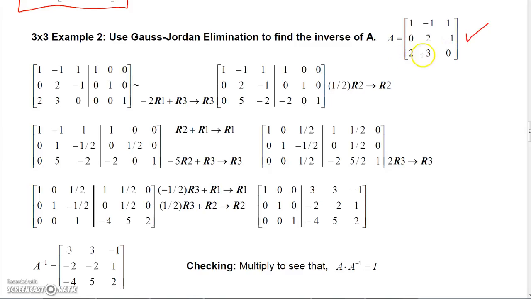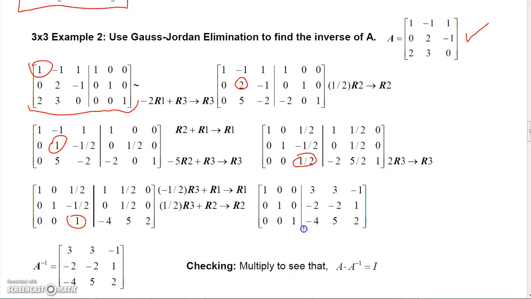Again, it's a 3 by 3 matrix, so when I augment it with the 3 by 3 identity matrix, I get something that looks like this. And then I start my steps where I want to get a 1 here, and then I eliminate the 2, and then after I do that, I want this to be a 1, so I make it a 1, and then I use that 1 to eliminate the negative 1 and the 5, and that gets me to this matrix. Then I want this to be a 1, so I multiply by 2, and that makes it a 1, and then I use row operations along with this 1 to eliminate the 1/2 and the negative 1/2.